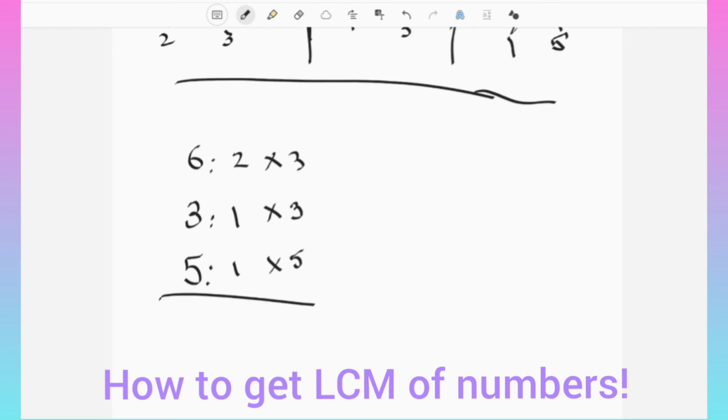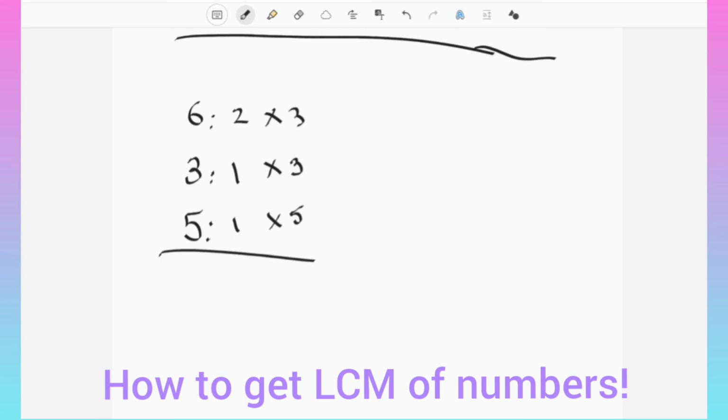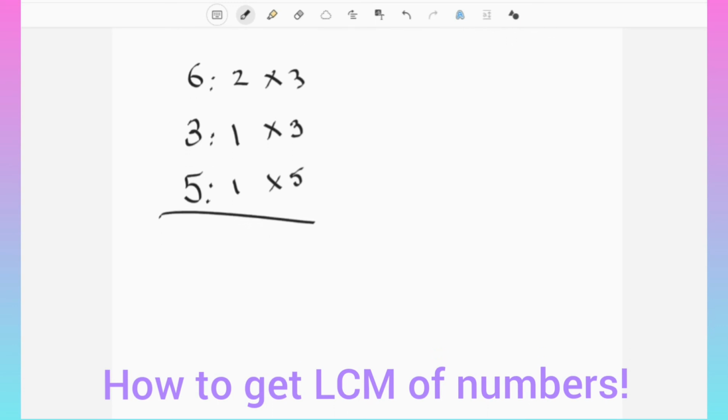So first is LCM, least common multiple. We are going to be working with prime numbers here. If you haven't learned about prime numbers, you can check out my last video about factors and multiples. I will be posting part 2 soon.